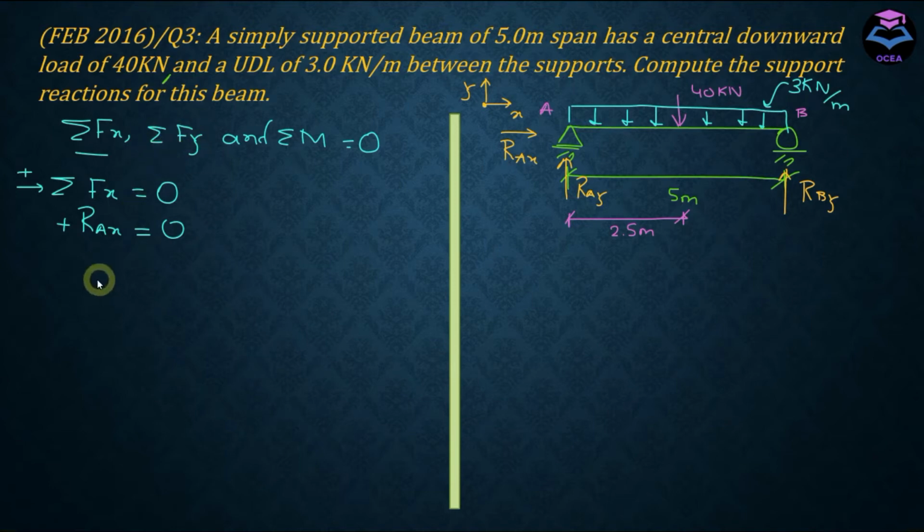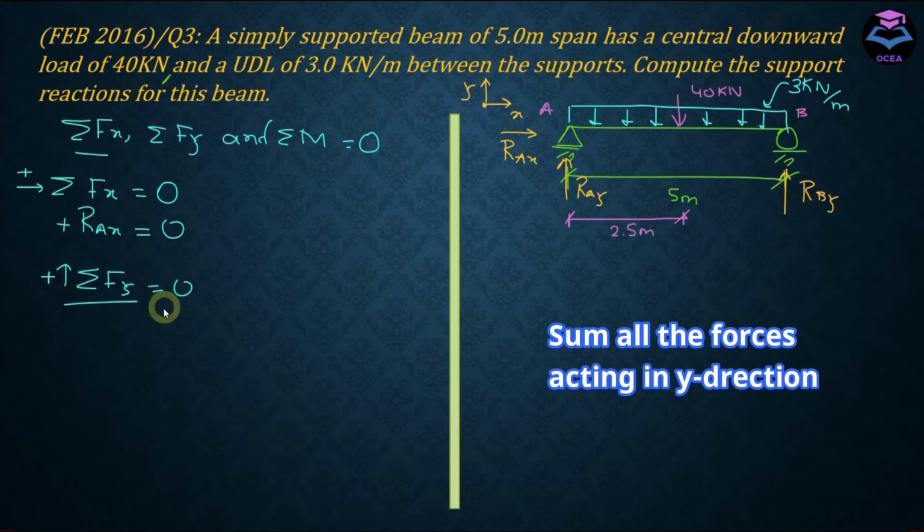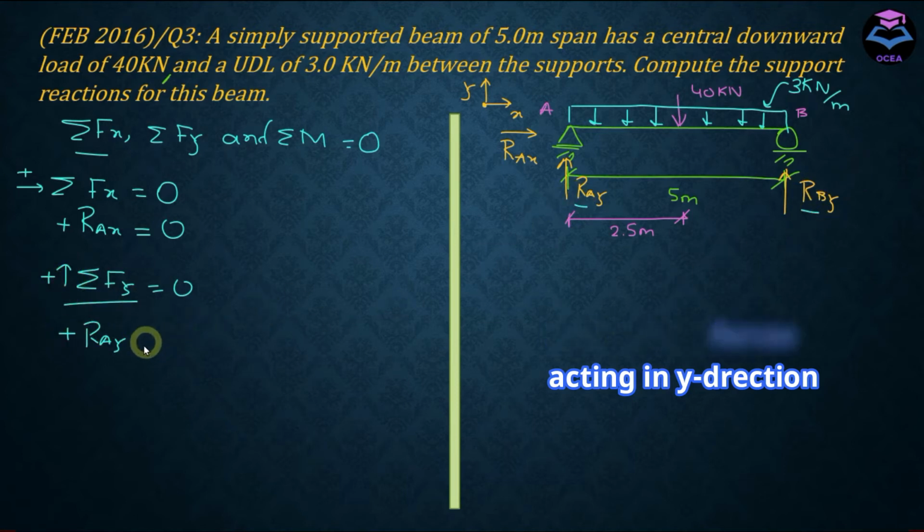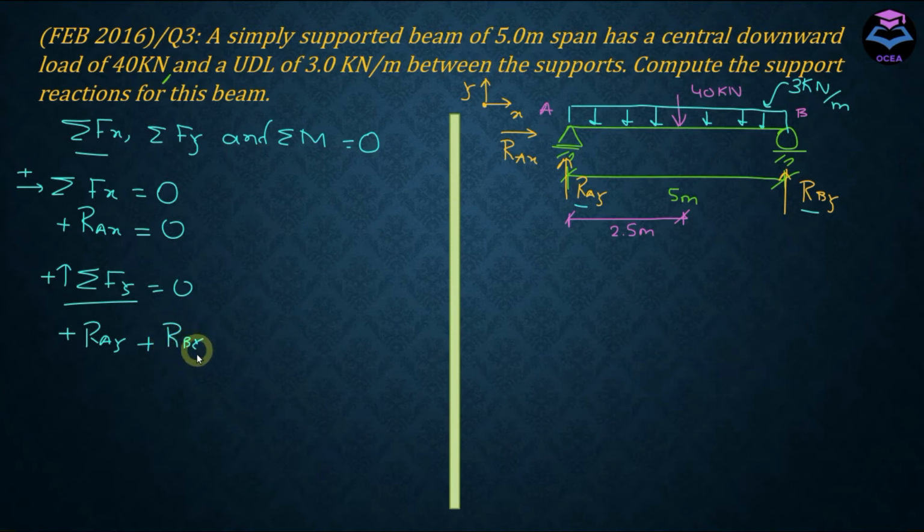Now let's apply the second condition of equilibrium and take upward force as positive. How many forces are acting in the y direction? We have RAY, RBY, this 40 kilonewton as well as this UDL. RAY is going to be positive since it matches my sign convention. RBY is also going to be positive. And we have this 40 kilonewton acting in the downward direction, hence negative, and this 3 kilonewton per meter intensity of loading. So let's calculate the resultant load.